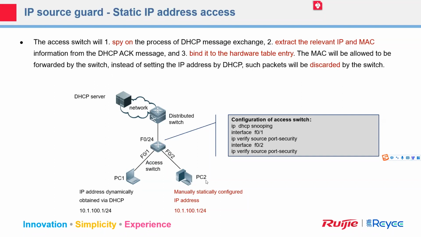But about PC2, we only give the IP address manually, right? That means it will never send the ACK packets to the switch. So when I receive the packets from interface 2, from PC2, I will directly discard this packet. This is a function of the IP source guard. Of course, pay attention, maybe you give the correct manual IP address. This also has the influence. So pay attention to this scenario. This is the first one.